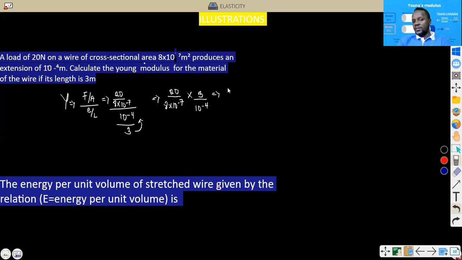20 times 3 is 60. We are dividing 60 by 8 times 10 raised to the power, in this case minus 7 minus 4, which is minus 11. So remember what happens? 60 is 6 times 10. Hope you know that, 6 over 8 times 10 raised to the power. I've done 60 to 6 times 10. My dear student, it is not important you follow what I'm doing.